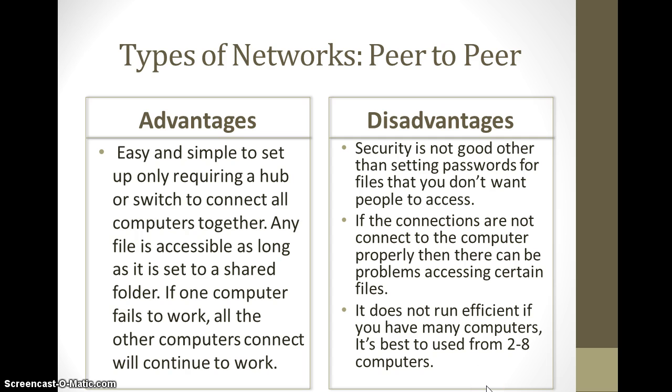There are different types of networks. I will be talking about the peer-to-peer network advantages and disadvantages. Some of the advantages are it's easy and simple to set up, only requiring a hub or switch to connect all the computers together. Any file is accessible as long as it is set to shared folder. If one computer fails to work, all the other computers connected will continue to work.